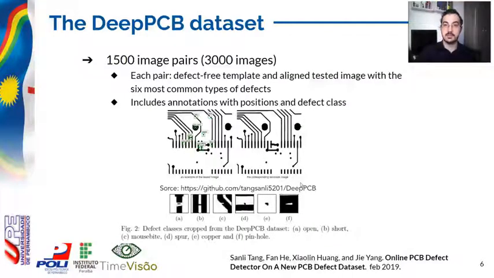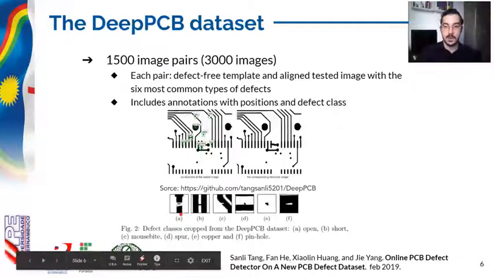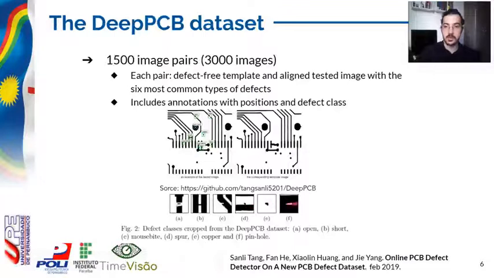Those images must be perfectly aligned, and there are some difficulties with misalignment and illumination difference between the template and the test image. This dataset, the DeepPCB dataset, has 6 types of defects shown here in this figure below: open, short, mouse bite, spur, copper, and pinhole.